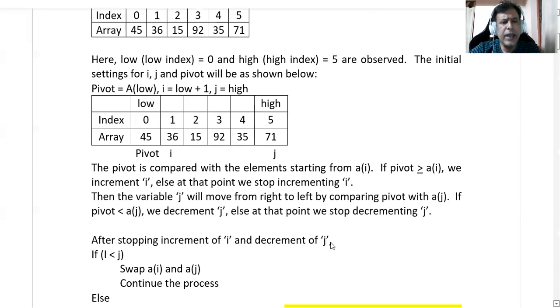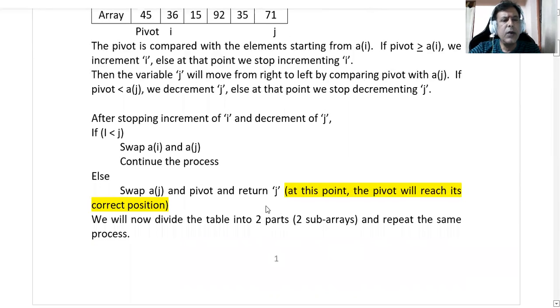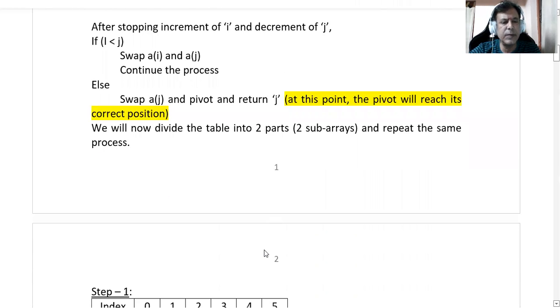After stopping the increment of i and decrement of j, if i is less than j, then we swap A[i] and A[j] and continue the process. Otherwise, we swap A[j] and the pivot element and return j. At this point, we conclude that the pivot has reached its correct position, which can be verified also. Subsequently, we will divide the table into two parts, that is two subarrays, and repeat the same process.